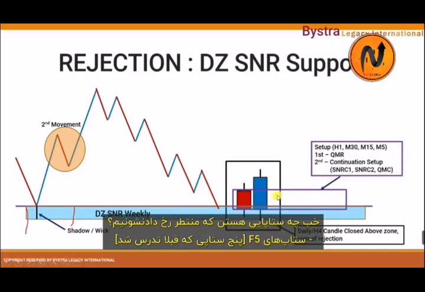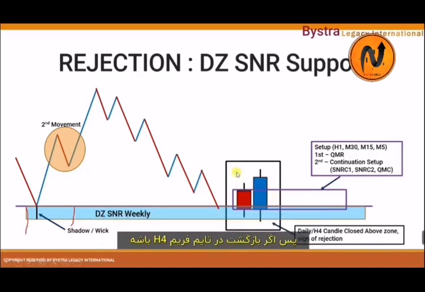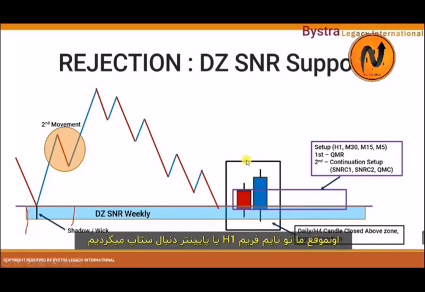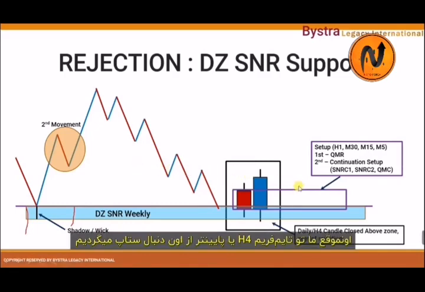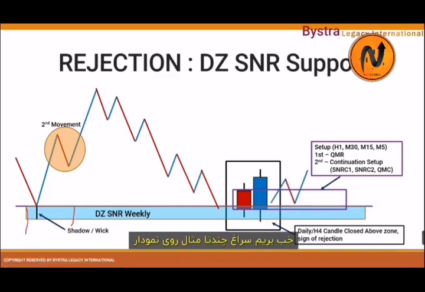So what setup will we be expecting? The F5 setup. If this is an H4 rejection, then we look for the setup at the H1 time frame and below. If this is a daily rejection, then we look for the setup at the H4 time frame and below. Okay, so let's get into the examples on the chart.